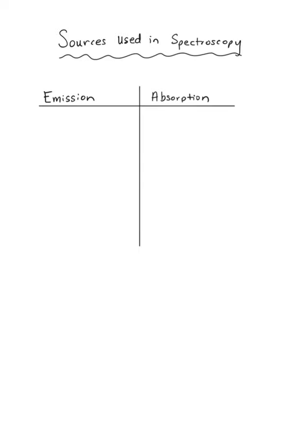In an emission spectroscopy experiment, we need to excite electrons, so we need a whole lot of energy to do that. Often we'll use something like an acetylene and air flame. Acetylene is C2H2 mixed with air. A flame of acetylene can burn to about 2500 Kelvin.